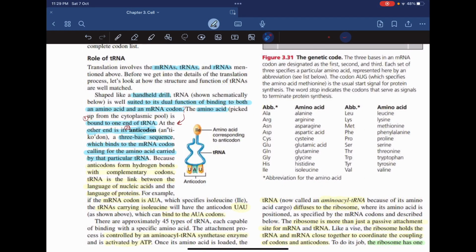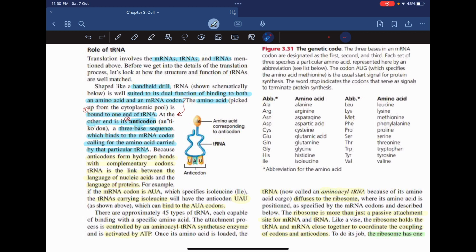Okay, so messenger RNAs, transfer RNAs, and ribosomal RNAs. How is a tRNA shaped? It's shaped like a handled drill. Why is it well suited for its dual function of binding to both an amino acid and an mRNA codon? The amino acid is bound to one end of the tRNA. At the other end is its anticodon. So it has 2 locations, the anticodon one and the amino acid one.